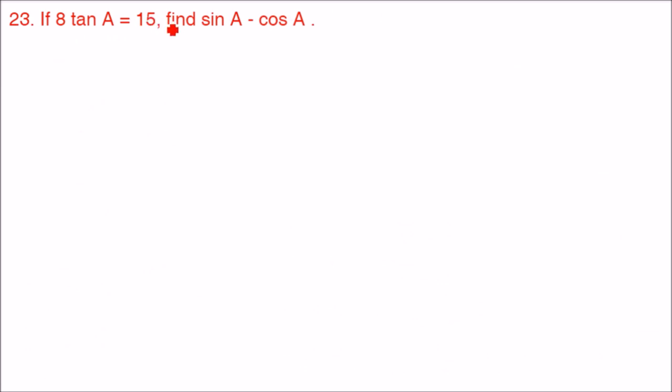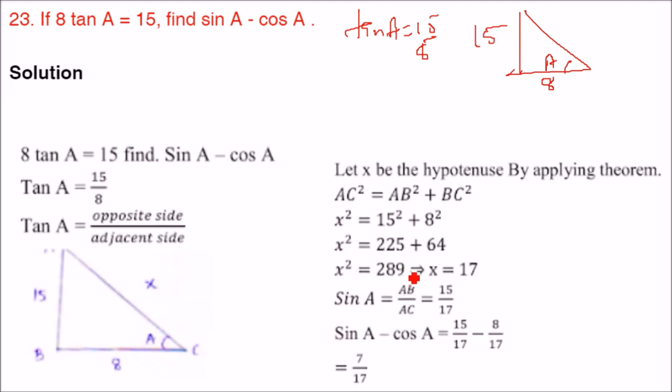8 tan A equal to 15. That is, tan A is given. Tan A is 15 by 8. This is A. Tan A is 15 by 8, perpendicular by base. Perpendicular is 15. This is 8. So how to find this one? This side, 8 square plus 15 square. 15 square is 225, 8 square is 64. If you add them, you will get 289. Now take the root, that is 17. You will get 17 here.